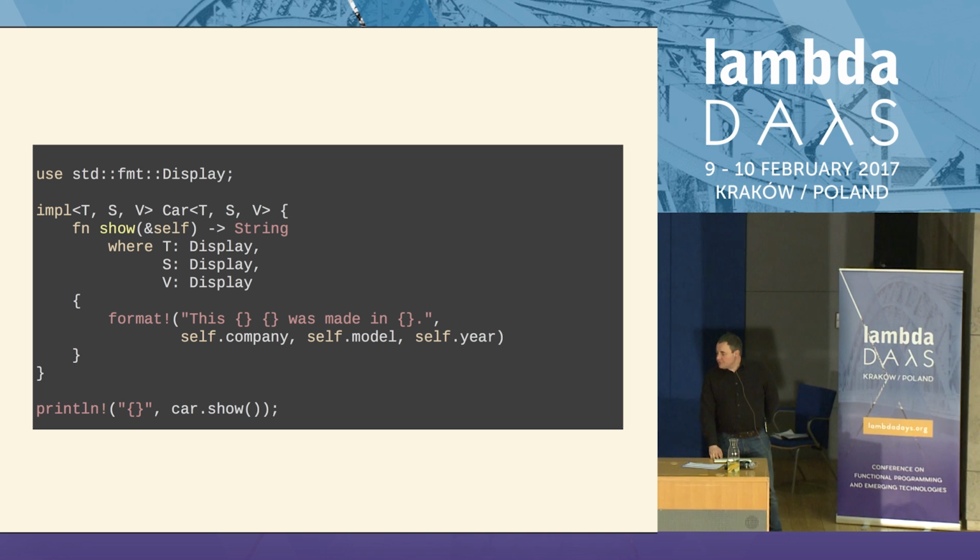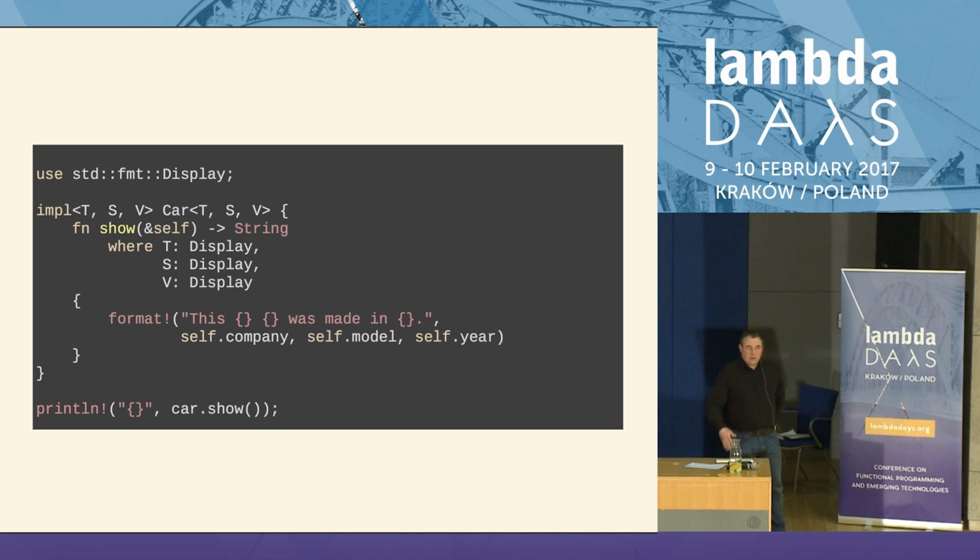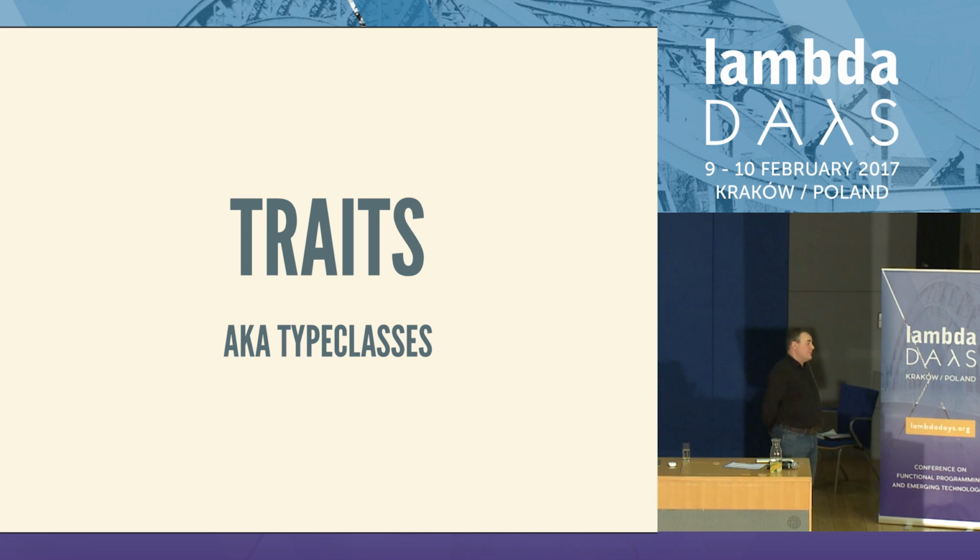And like any mature programming language, Rust allows you to specify some restrictions on those types. In this case, all of those need to have the Display trait, which will inform the compiler that those types need to know how to display themselves to a string. Pretty basic stuff, if you think about it. Which brings me to my next topic, traits.